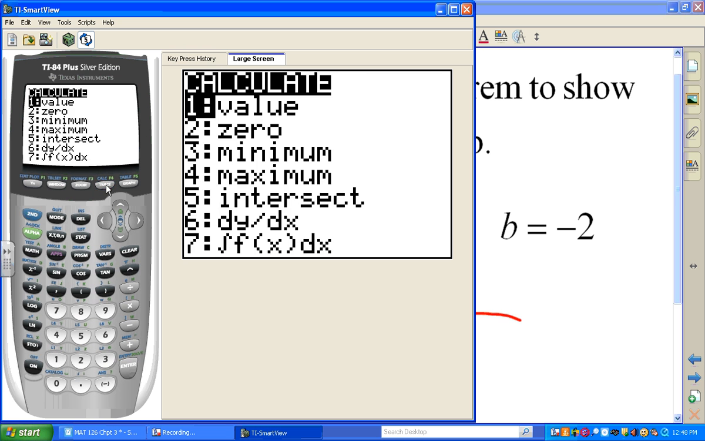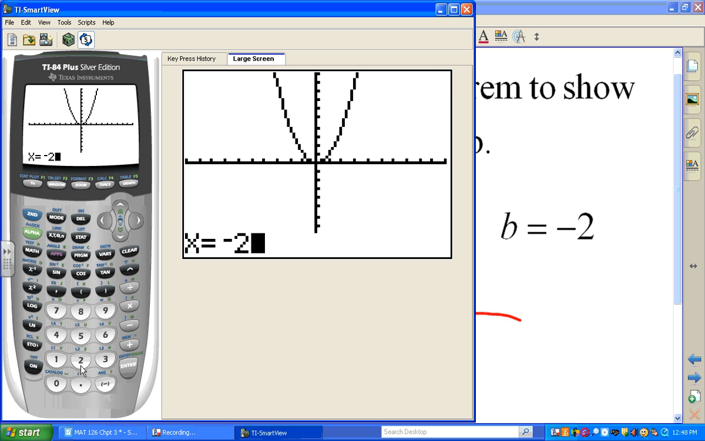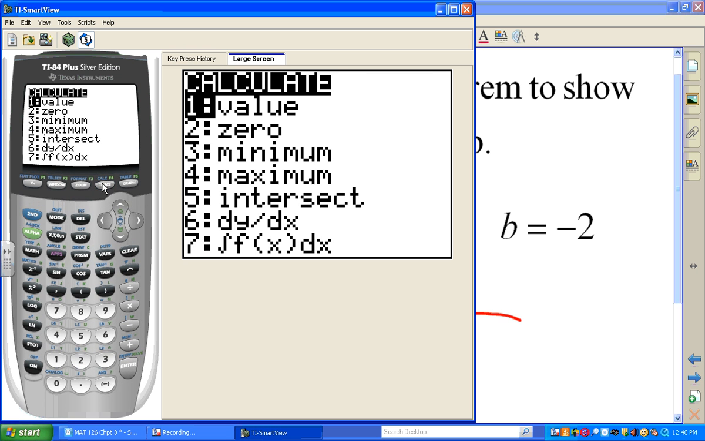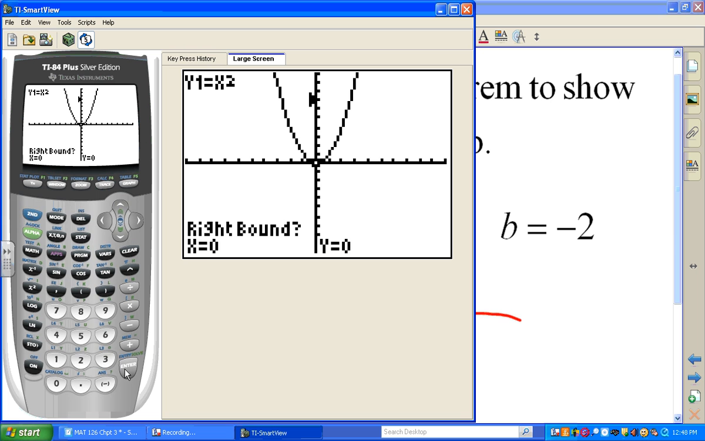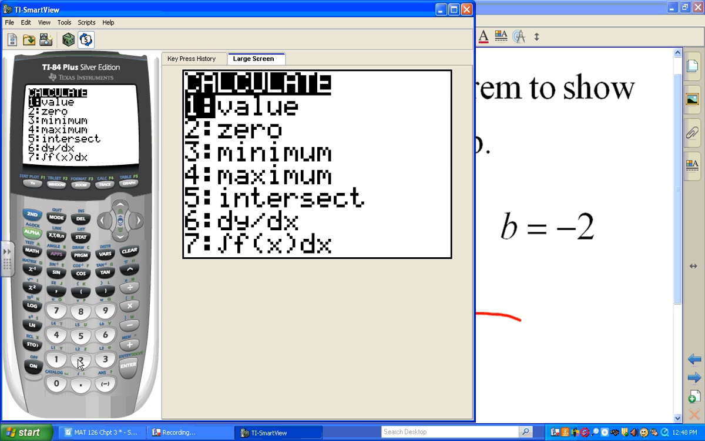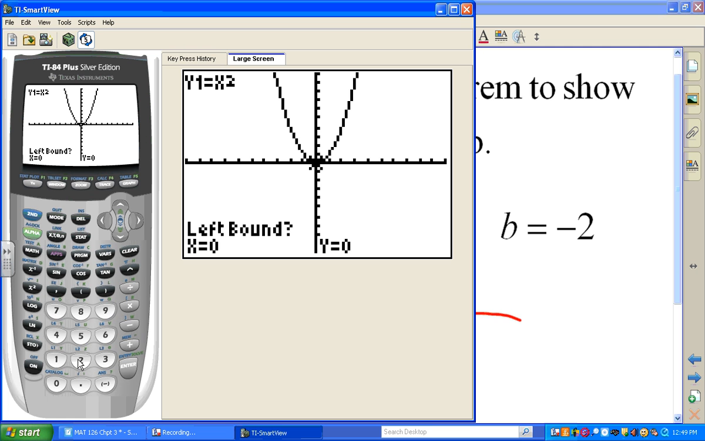Second, calculate value negative. Let me try one more. No. Second, calculate 0. Let me try it one more time. -3 or 3 on the right bound. Delete. Why would it give you a sign change? Usually it gives me a sign change automatically. Why would it give you an error sign change? What's happening with the parabola?